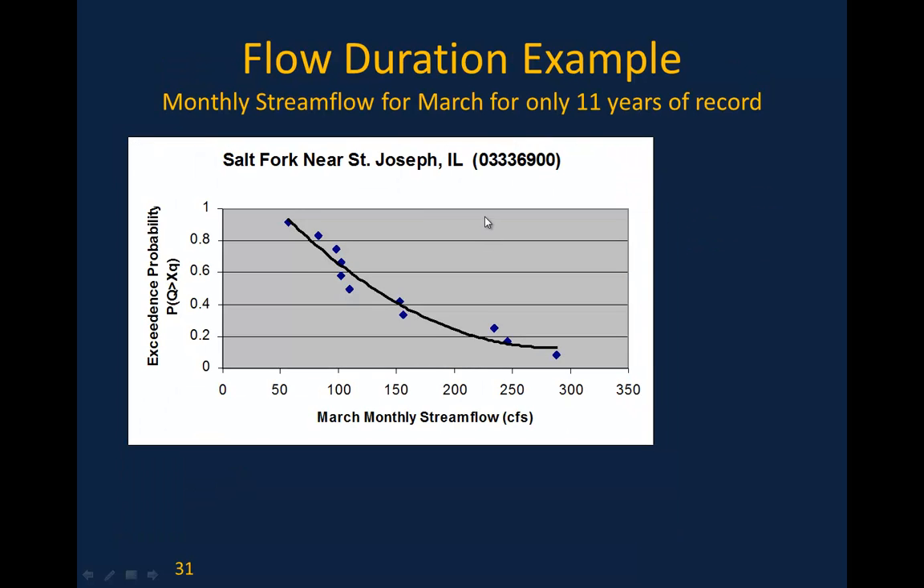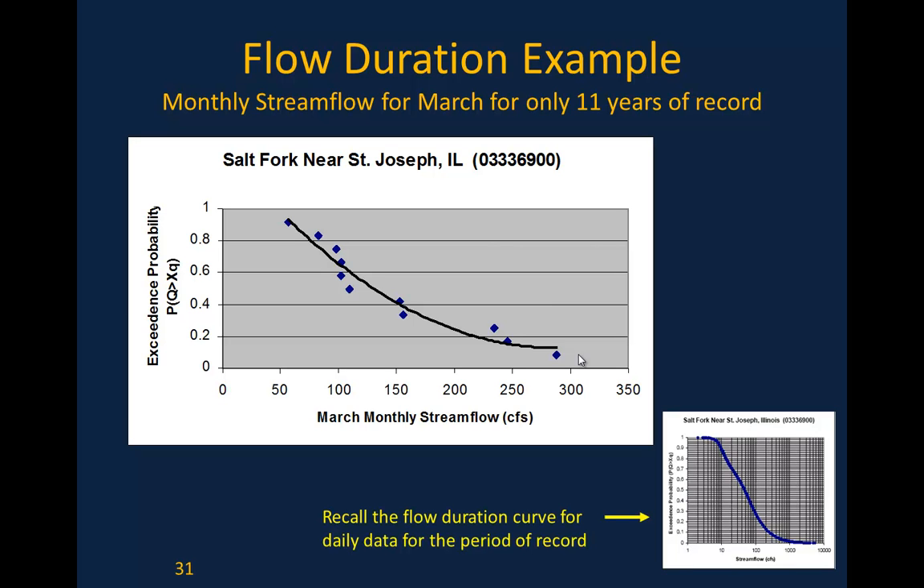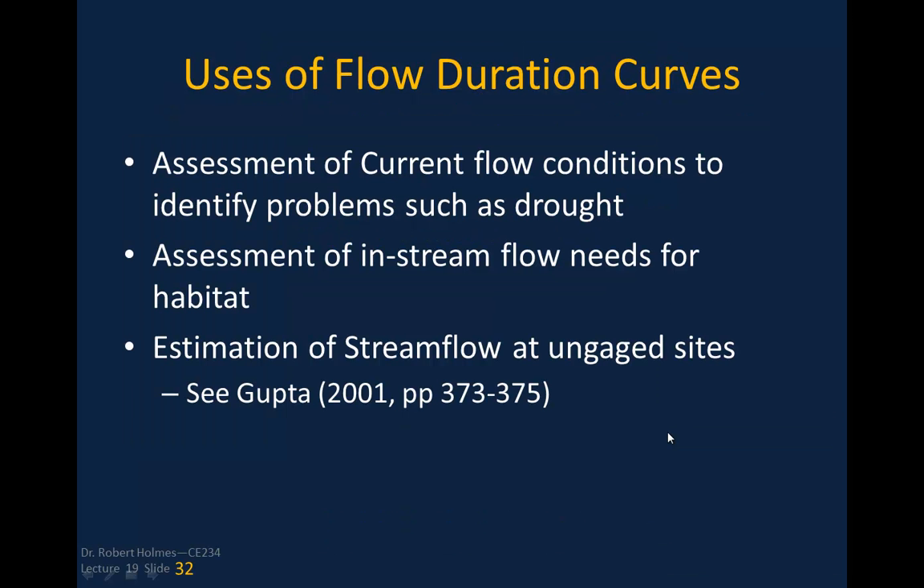And then as I plot those out, you can see that for March only, I'm able to plot those 11 data points out and come up with a smooth fit through that line that would give me a flow duration for the March monthly mean stream flow. And you can look at, this is for the daily, so this is for all the Marches, and this is what the daily values look like for the period of record. So the flow duration curve can be for any time interval that you set it up to be.